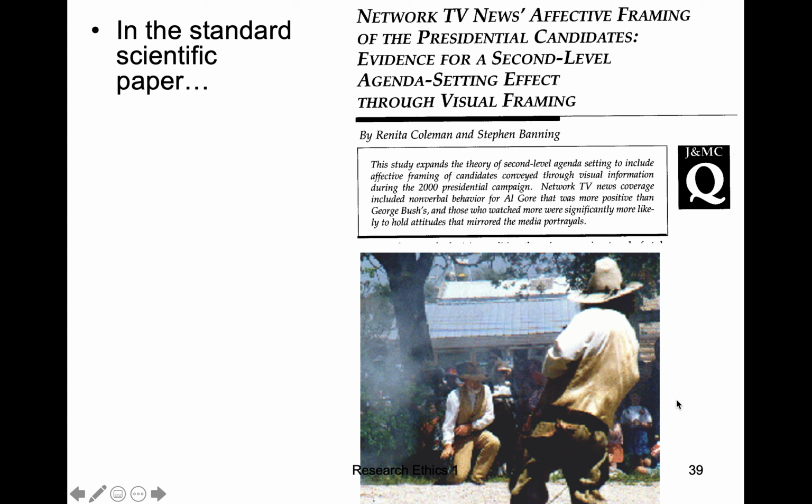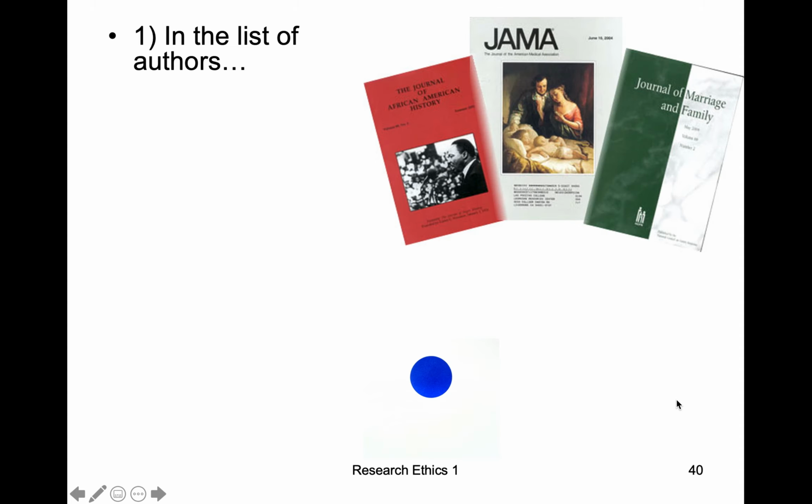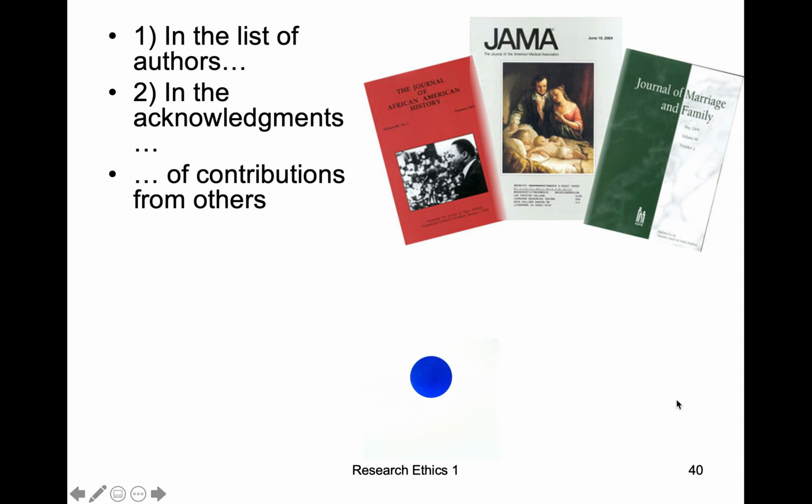Now, in the standard scientific paper, like this is, credit is given in 3 places. One, in the list of authors, such as I just showed you. Two, in the acknowledgments, where it says, I would like to acknowledge this person who researched my work, and maybe this and this person who helped with something else. So that's the second place: in the acknowledgments of contributions from others. And 3, in the list of references or citations. So if somebody has done some research, those citations and references are recognizing their work.